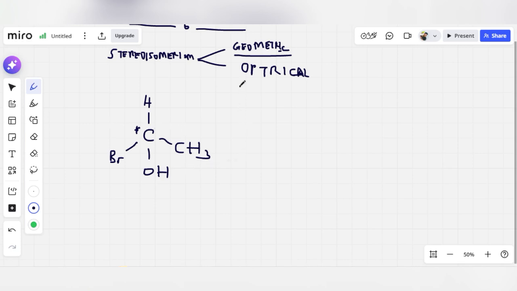Because of that, if you look at this carbon in the mirror, the image you are going to get is going to be laterally inverted, obviously. So the CH3 is going to be somewhere here. The hydrogen will be somewhere here. Then your OH will still be somewhere here. And your bromine is going to be somewhere here. Now, this one over here is called the D isomer, while this one over here is called the L isomer.